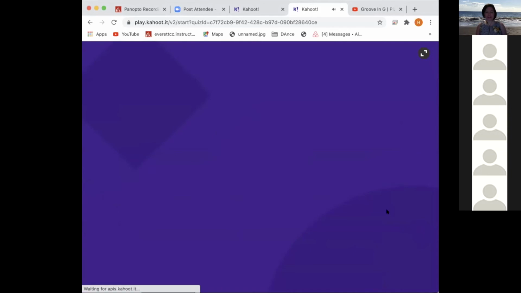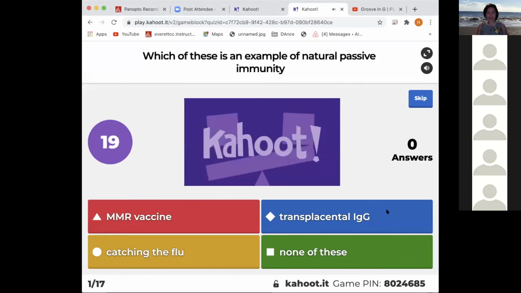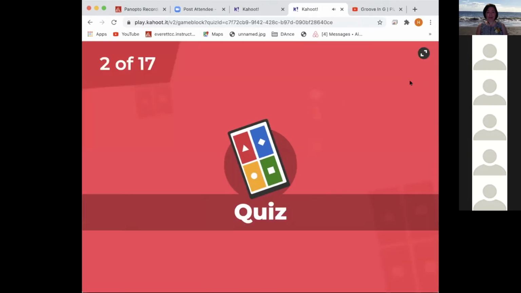First question. Which of these is an example of natural or passive immunity? It was transplacental IgGs, so natural, right? Some of you picked this one, catching the flu, which would be natural, but that would be active because you have to make your own antibodies and memory cells.